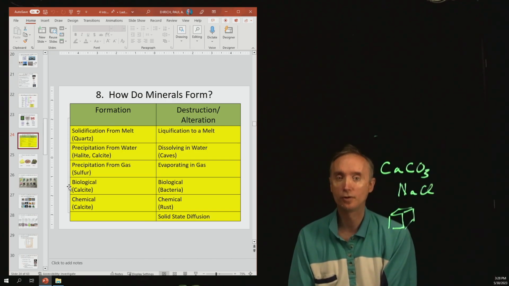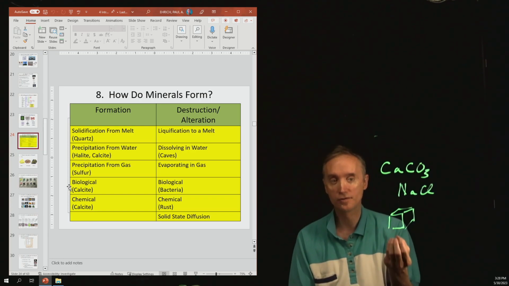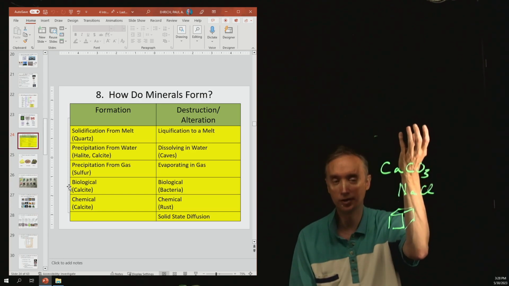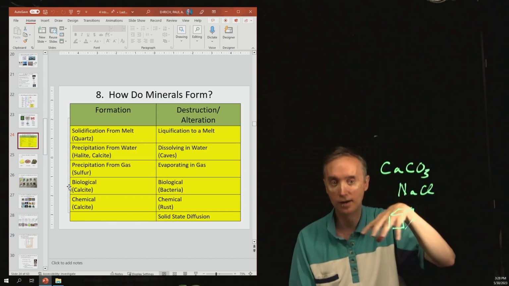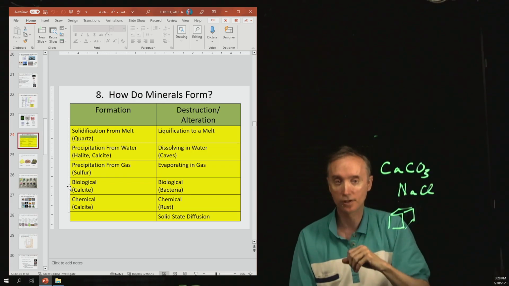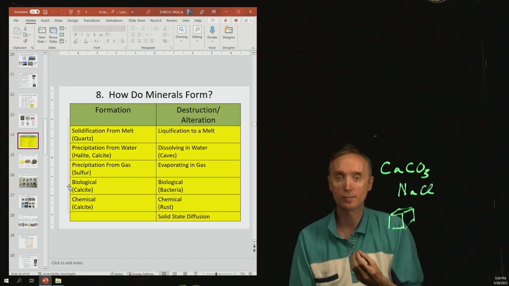A mineral can form from a precipitation from a gas. So an example of this would be sulfur. Sulfur is a gas that comes out of volcanoes, and you might notice that the rocks around the vent of the volcano are yellow, and so that comes from the precipitation of sulfur directly onto those rocks.